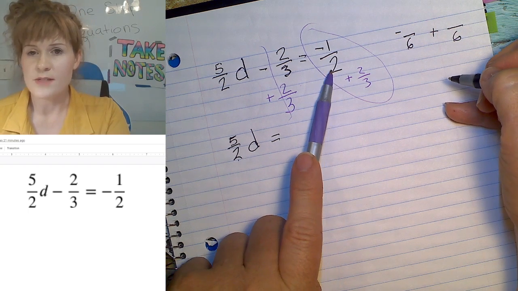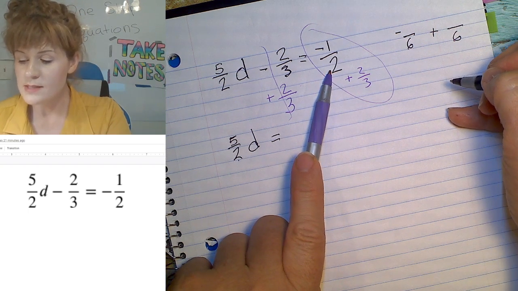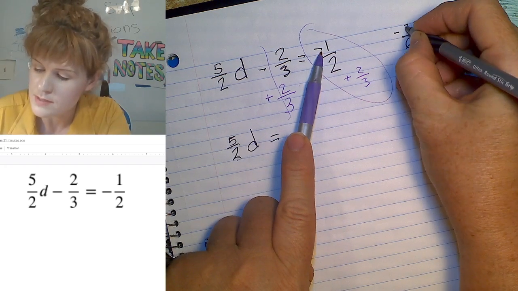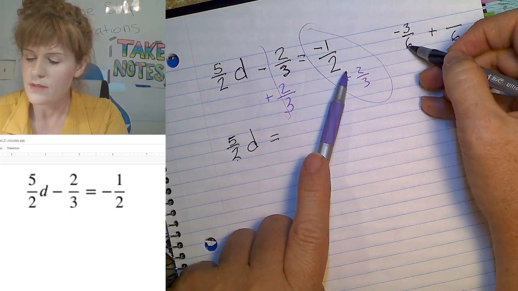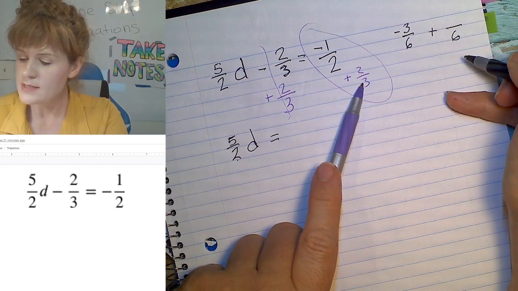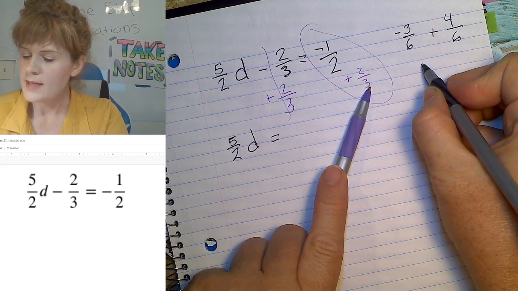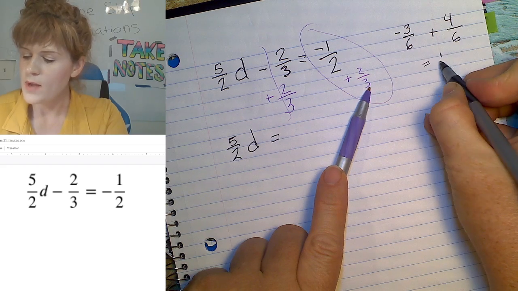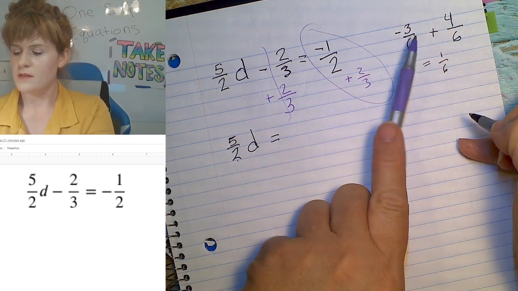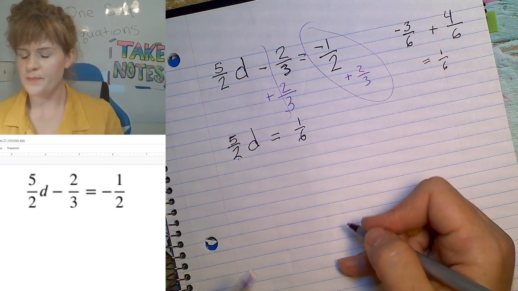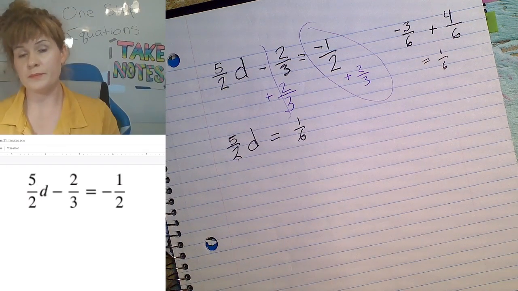If I change this first denominator to 6, well, 2 goes into 6 3 times. So 1 times 3 is 3. That's -3/6 plus 4/6. And I get 1/6 when I add them together. There you go. Now let's keep going with our problem.